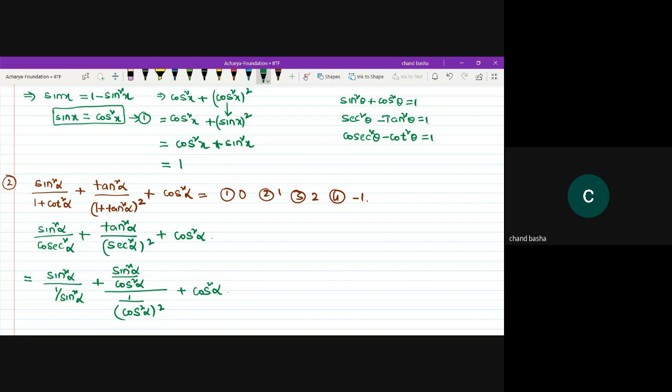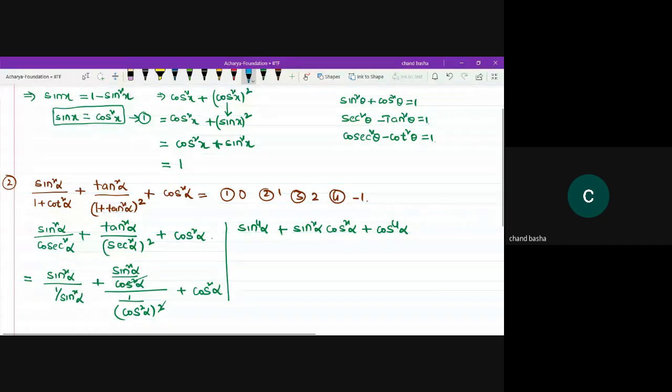Let us see how we are solving. One cos square will get cancelled, guys. And how are we doing this? This sine square will come in the numerator. It will become sine power 4 alpha. And this sine square alpha will also come in the numerator. 1 by cos square will come in the numerator, reciprocal, plus sine square alpha into cos square alpha plus cos power 4 alpha.